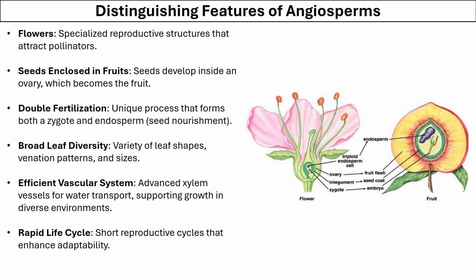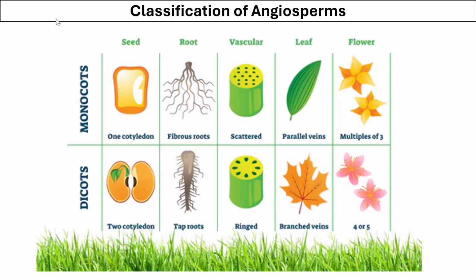They have a well-developed vascular system with advanced xylem and phloem for the transportation of water and nutrients. They have a very short reproductive cycle, which enhances their adaptability because they do not have to make a lot of effort in protecting the structure that produces gametes. Angiosperms are broadly classified as monocots and dicots.